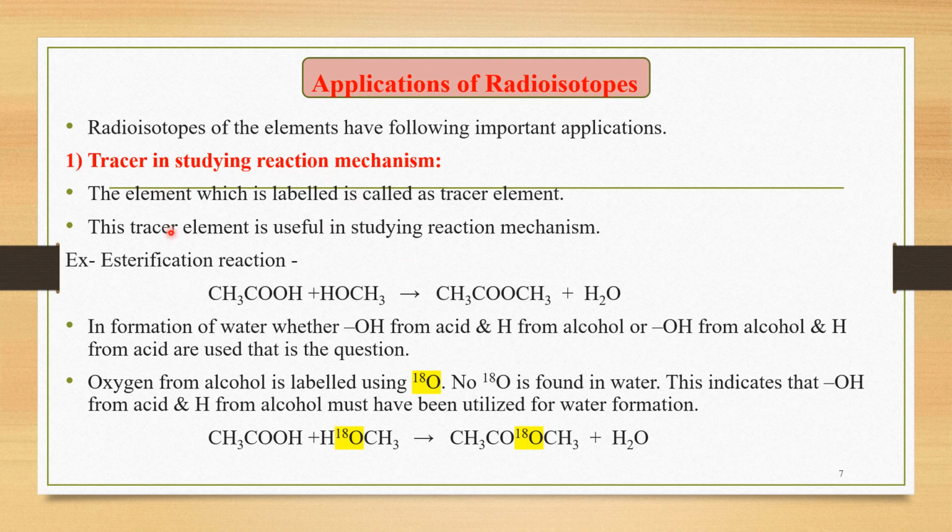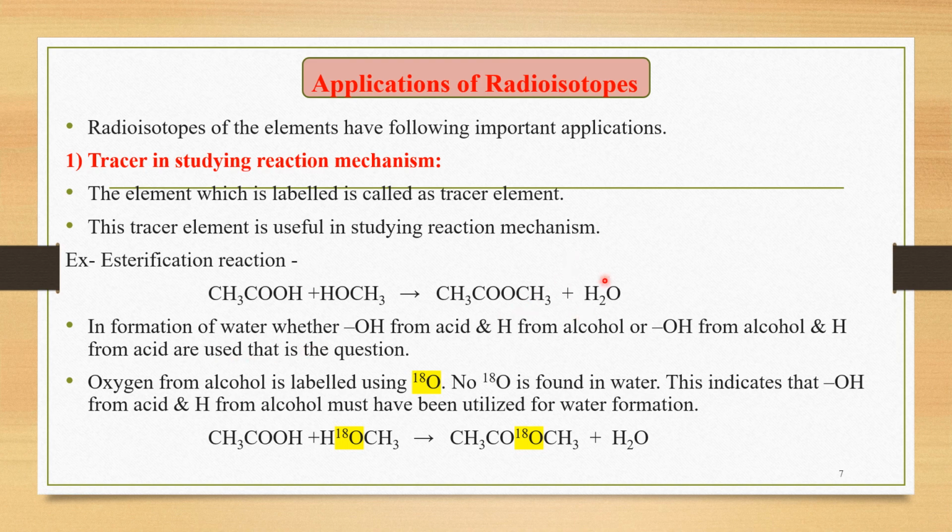So for considering this reaction mechanism, what is the use of this tracer? Let us look at a simple type of reaction, that is the esterification reaction. We take here 1 mole of acetic acid plus 1 mole of methyl alcohol. By the reaction between this acid and alcohol, we get the ester, that is methyl acetate, plus H2O. Now, as far as the formation of this water is concerned, the question is whether OH from acid and H from alcohol, or OH from alcohol and H from acid, are used.